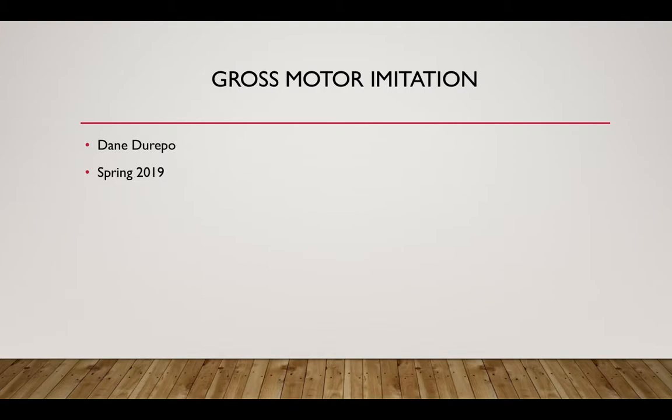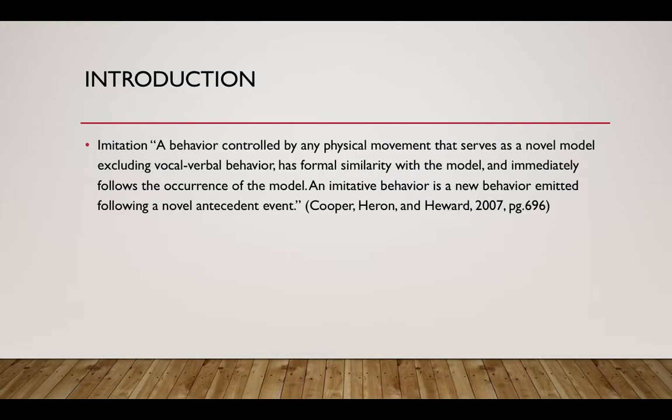This presentation will be on a behavior change procedure using gross motor imitation. Breaking down gross motor imitation, we have the word imitation, which is defined in the Cooper book as a behavior controlled by any physical movement that serves as a novel model, excluding vocal verbal behavior, has formal similarity with the model, and immediately follows the occurrence of the model.